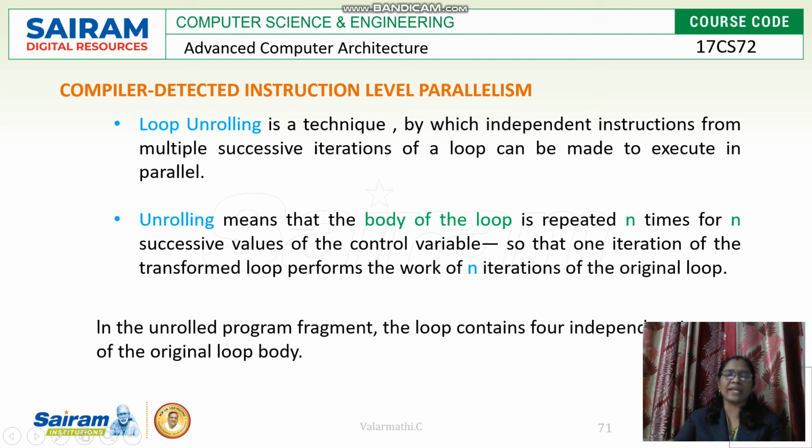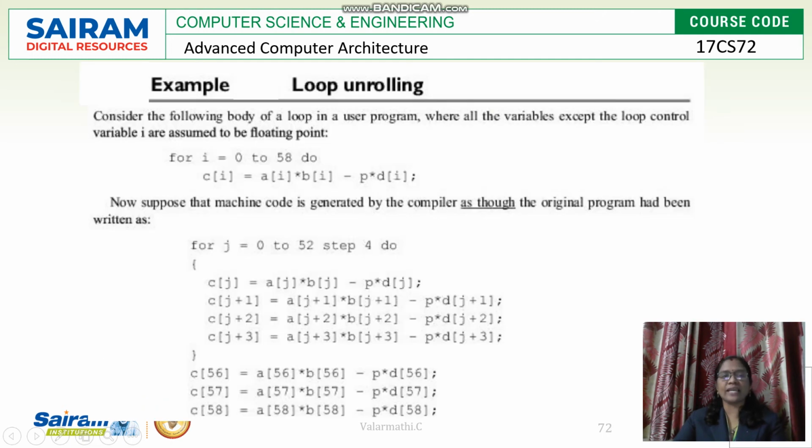So loop unrolling is a technique where the body of the loop is executed in successive iterations, and it can be made to execute in a parallel way. This diagram shows loop unrolling. This is one example of loop unrolling. In the first case, a loop is given, starting from i equal to 0 to 58, and do. Here a formula for C of i is given.